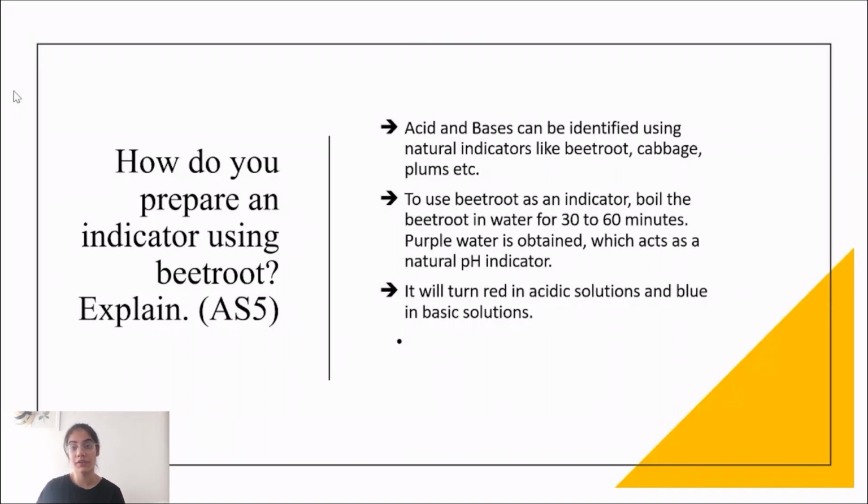To use beetroot as an indicator, you can boil beetroot in water for about 30 to 60 minutes. When this purple extract is obtained in water, this will act as a natural pH indicator. This is how you can prepare a pH indicator using beetroot, which will now turn red in acidic mediums and blue in basic mediums.